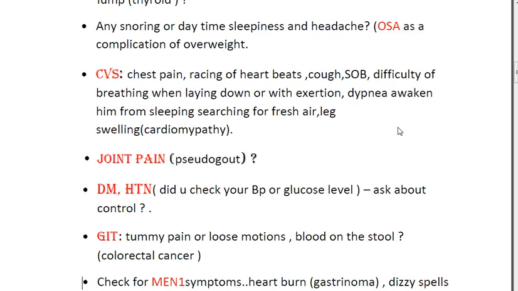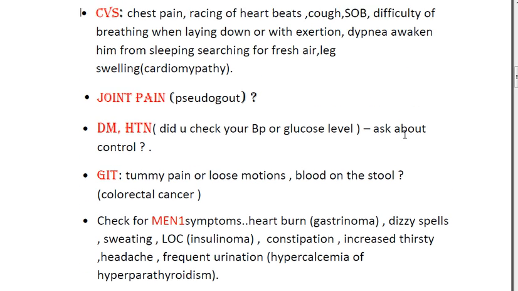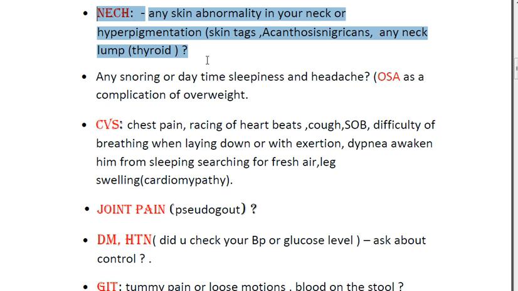Then the neck. This patient may have neck skin tags. So do you have any neck abnormality or skin abnormality? Any tanned skin? Any lumps or bumps in your neck? This is for neck lump, for thyroid enlargement or thyroid lump. Tanned skin is for acanthosis nigricans. Skin abnormality is for skin tags.